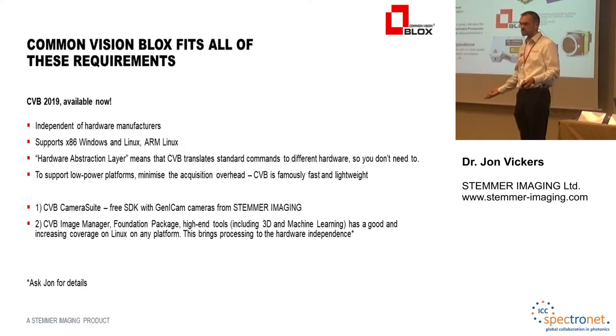So, how do we do it? Common Vision Blocks, first of all, this is the sales bit. You've had the facts, this is the sales. CVB is independent of hardware manufacturers, so we don't make cameras. We're part of the GenICam committee, but we don't make cameras. We support x86, by which I mean 32 and 64-bit Intel, on Windows and Linux, also ARM Linux. And what we do is we have what we call a hardware abstraction layer. This is some kind of a translation layer where the standard commands that you want to get into a camera, we give them a standard format. So you don't have to know what camera A and camera B call the same thing. You just use the same command.